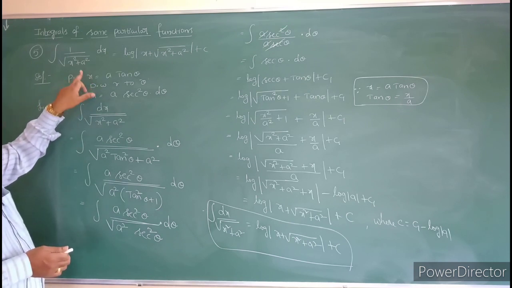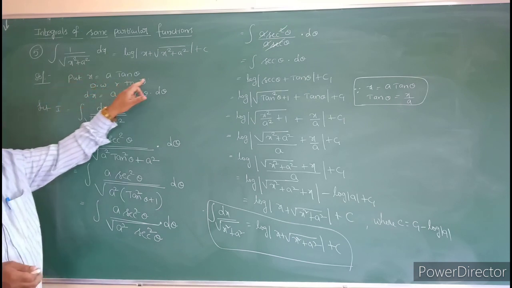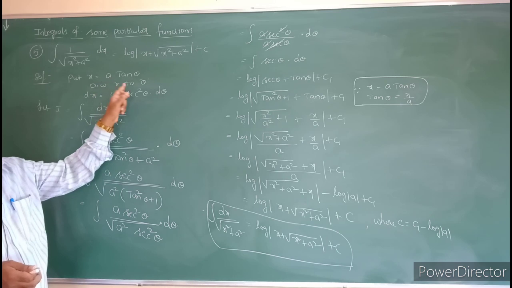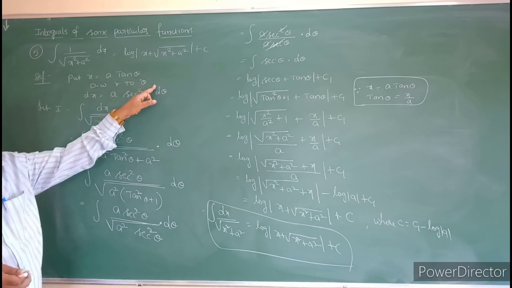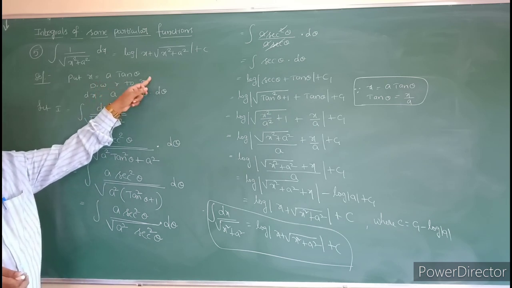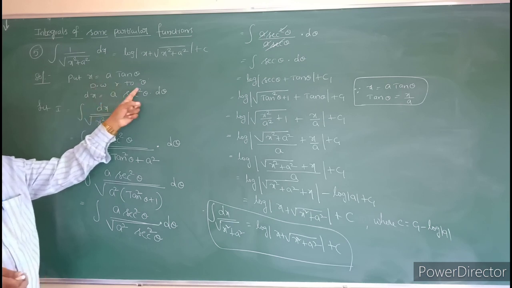So see the conclusion part once again. What is that? First, I have taken x is equal to a tan theta. Differentiate with respect to theta.